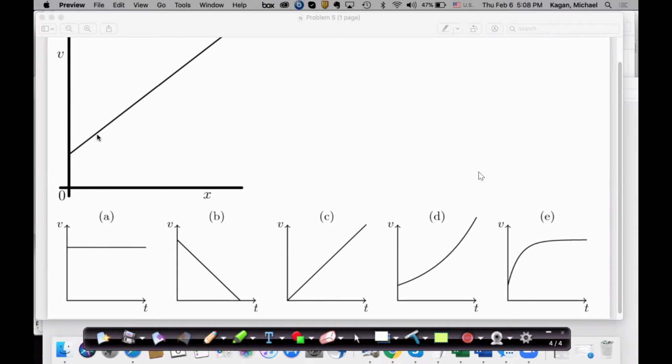Now, does it increase at a constant rate? Let's see. As V gets larger, that means X increases at a faster rate. And if X increases at a faster rate, that means V increases at a faster rate. So as time goes on, V increases faster and faster. That eliminates this, which is a constant rate, and this, which is a decreasing rate. You don't have to know that this is exponential. It is exponential; if you do the calculus, you'll find that. But you don't need to know that. Just need to know it's an increasing rate.